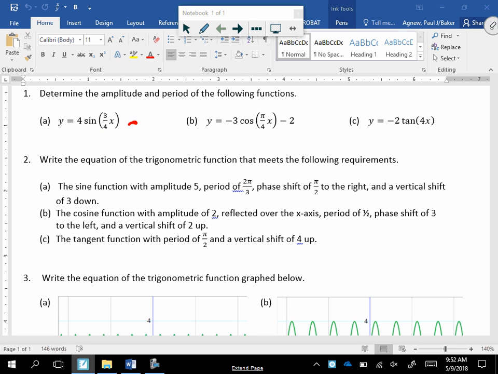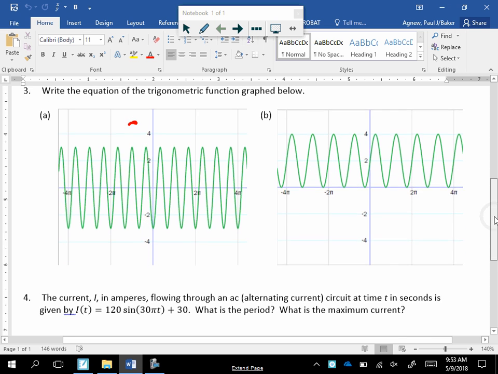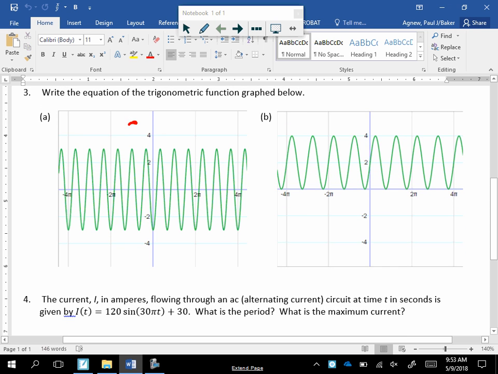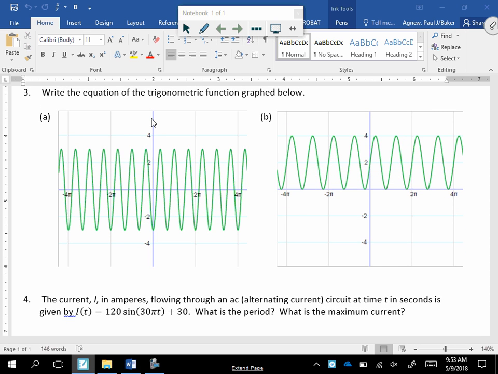So let's look at number 3. This time, we're given the graph, and so we're going to have to make the decision if this represents a sine function or a cosine function, and then from there, discuss the amplitude and the period. So for A, would you call that a sine function or a cosine function? Cosine.